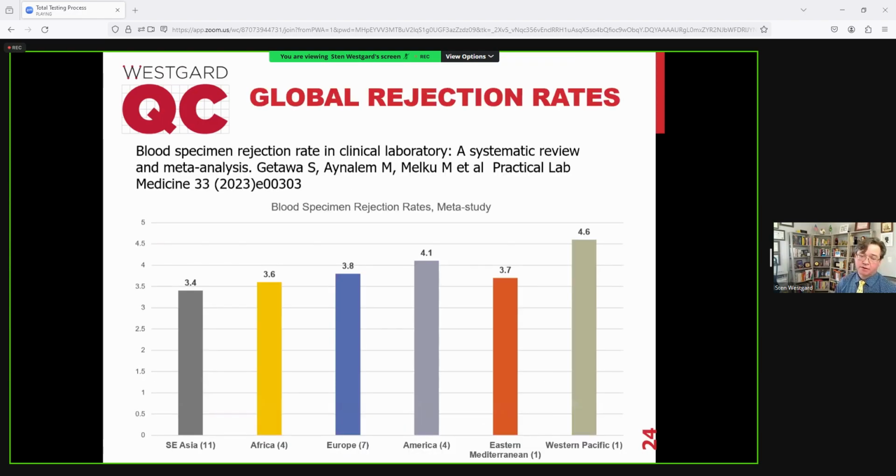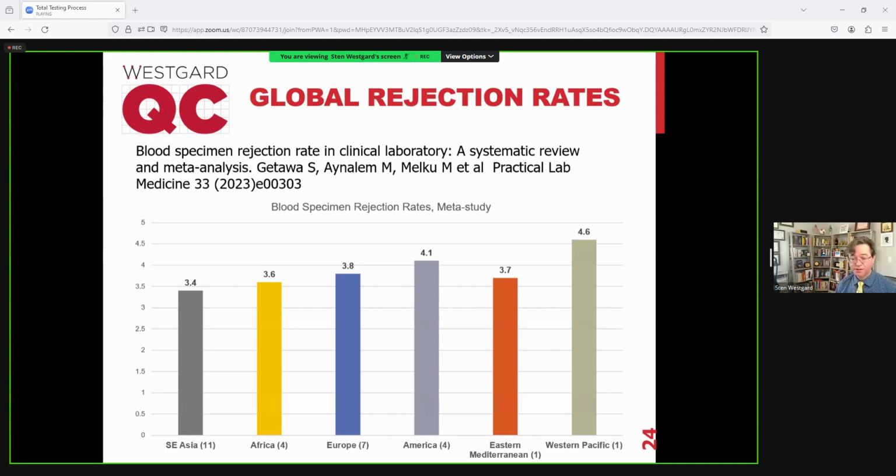Another study from last year looked at the global blood specimen rejection rate. It's another meta-analysis, looking at multiple studies. They have the most studies from Southeast Asia, and that rejection rate is coming in at 3.4 sigma. Africa, they only had 4 studies, but those showed 3.6 sigma. Europe, they had 7 studies, 3.8. America, they only had 4 studies, but it came in as the best, 4.1. They only had 1 study from the Eastern Mediterranean, and it was 3.7.